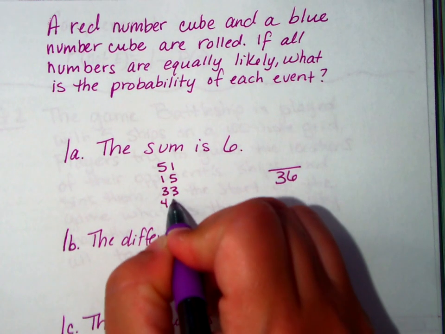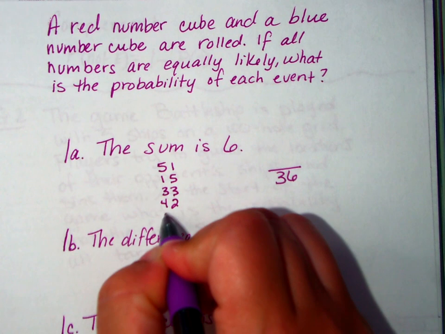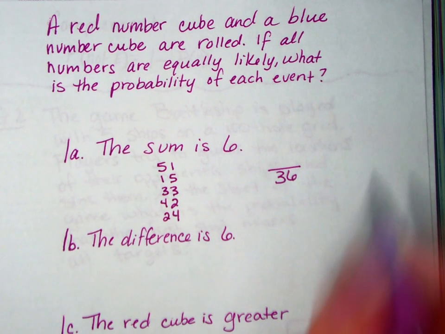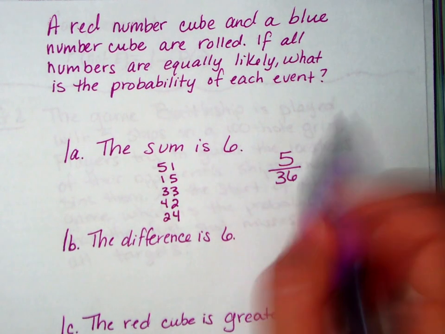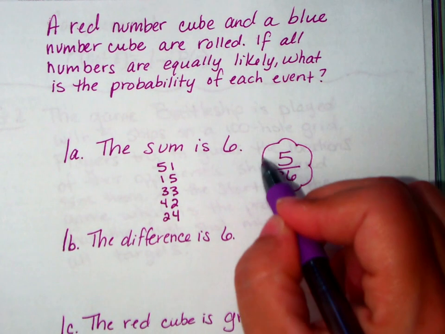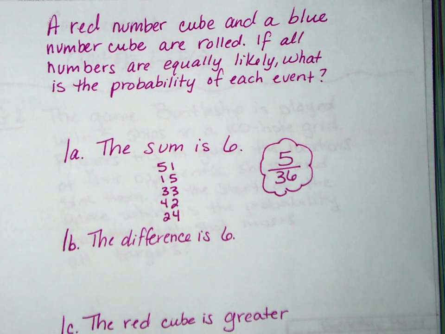You have 4 plus 2. And you have 2 plus 4. Okay? So that is 5 of them. So 5 over 36 is your answer for 1A.